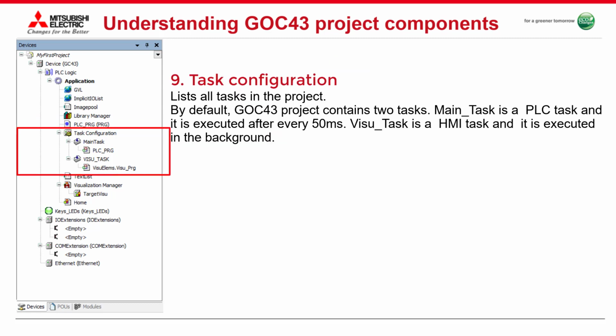Task configuration lists all tasks in the project. As discussed earlier, by default, GOC43 project contains 2 tasks. Main_task is a PLC task and it is executed after every 50 milliseconds. Visu_task is a HMI task and it is executed in the background. If required, you can add one more periodic task to execute another POU from application.